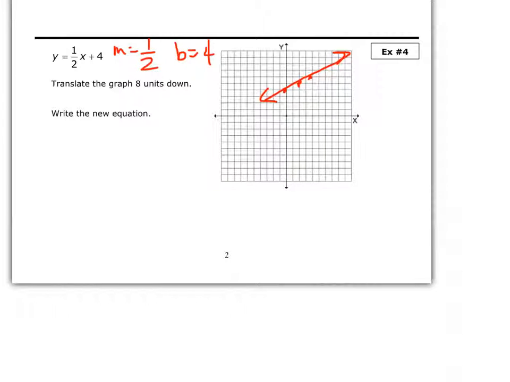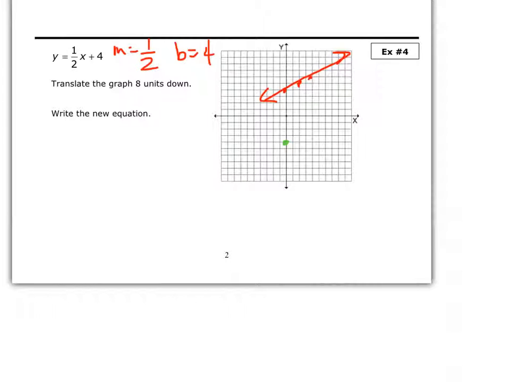So I can actually count. You want to be looking at your y-intercept here. So I want to count. It's going to go down 8 units: 1, 2, 3, 4, 5, 6, 7, 8. So right here is where the graph will land. And if I'm translating, I want the same slope.